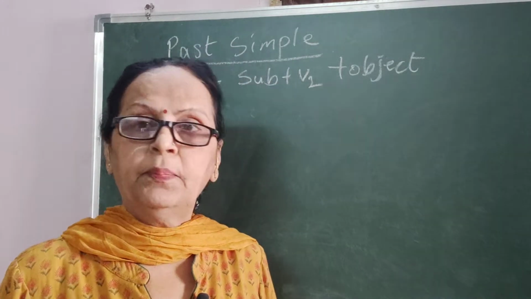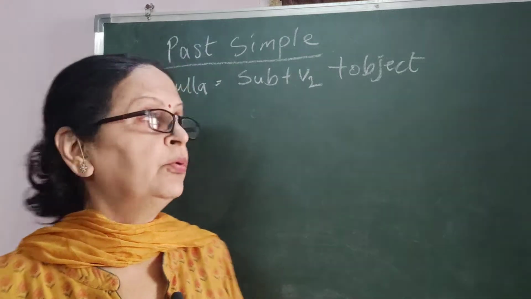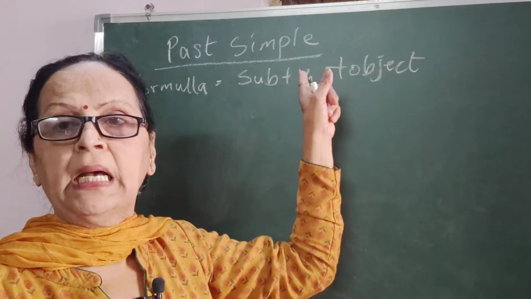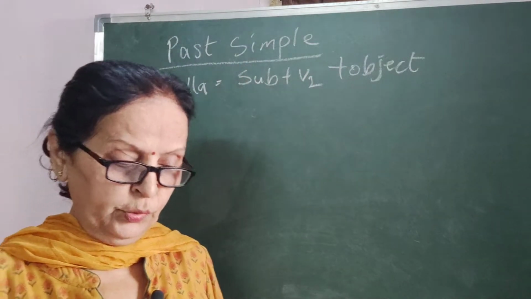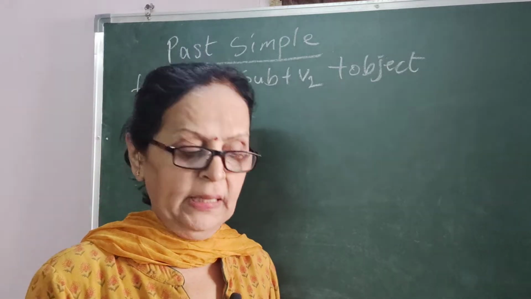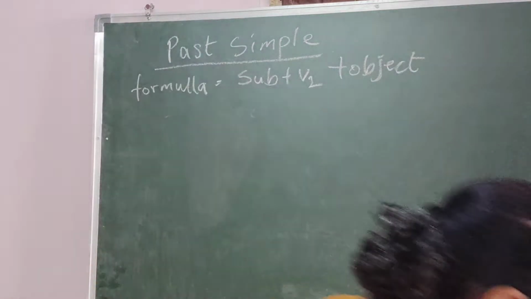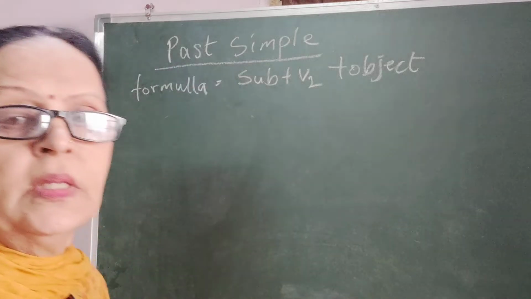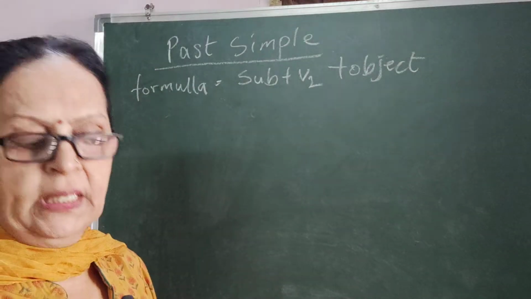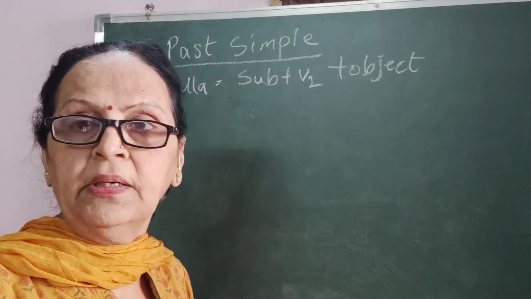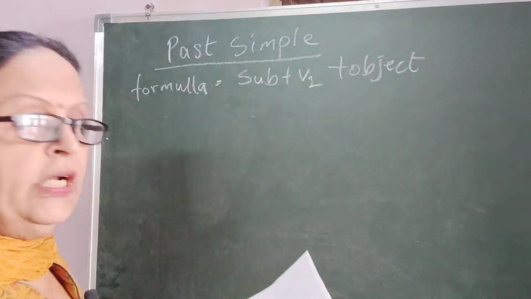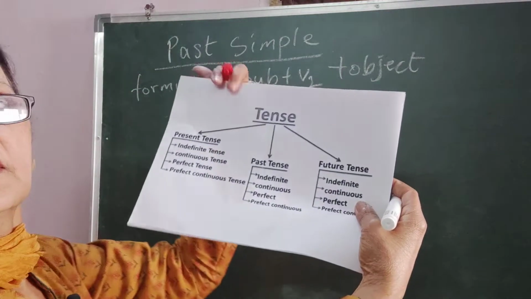Last time we had done present tense. So today we are going to do past tense and the categories of that. Before proceeding, let me show you what we had done last time. I had told you that there are three categories: present, past and future. Three tenses and having categories.